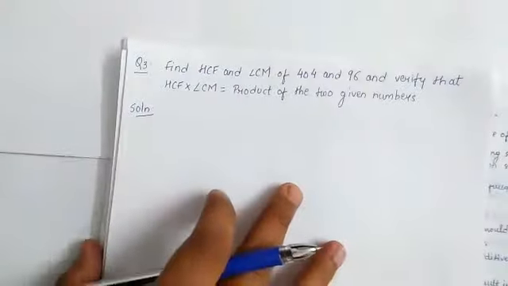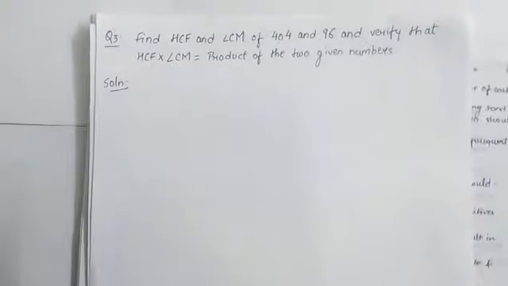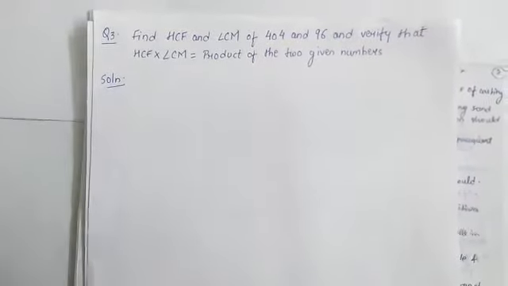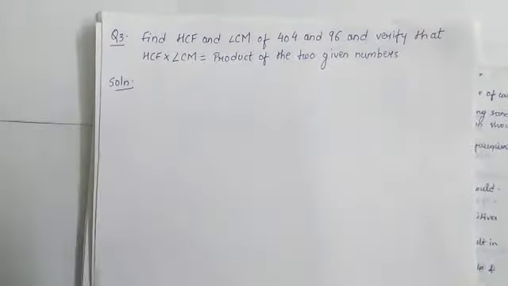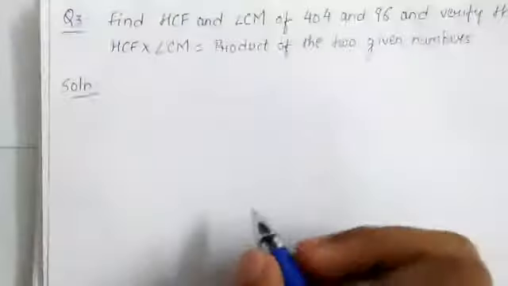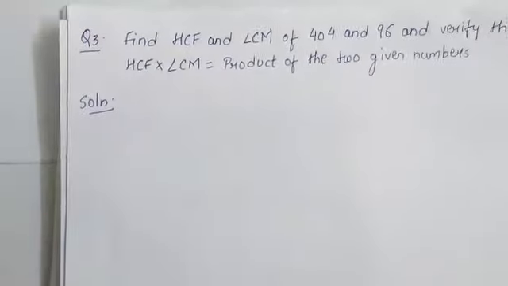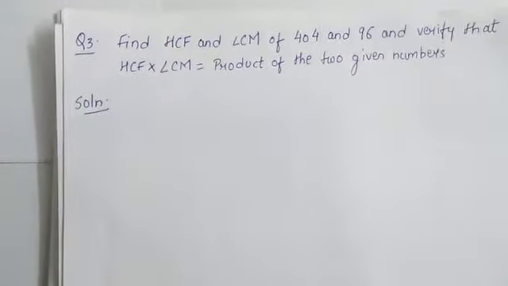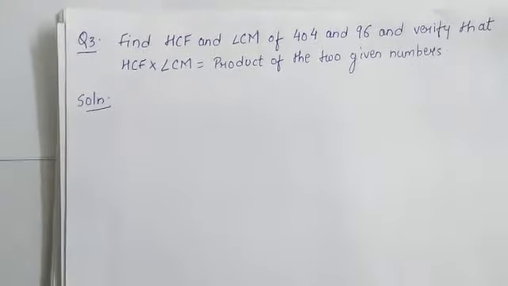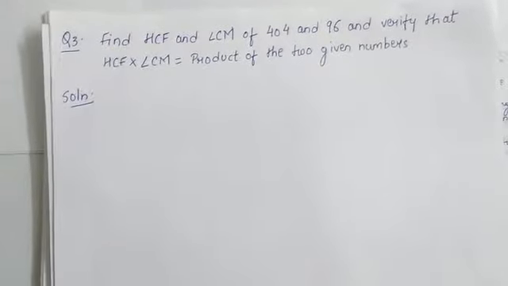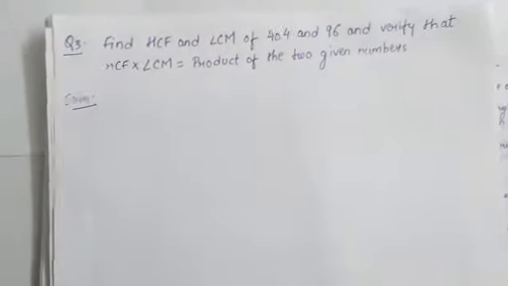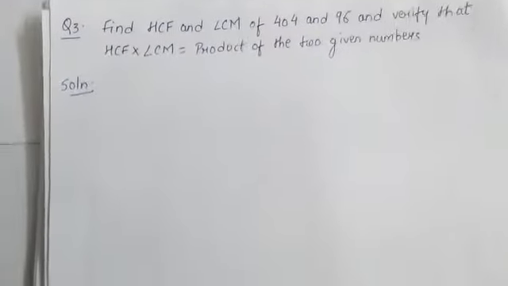So let's move on to the next question, that is: find the HCF and LCM of 404 and 96 and verify that HCF into LCM is equal to the product of the two given numbers. You are given two numbers, 404 and 96. First of all, you need to find the HCF and LCM of both the numbers and verify that HCF into LCM is equal to the product of the two given numbers. This property you have learned in the first chapter of NCERT.